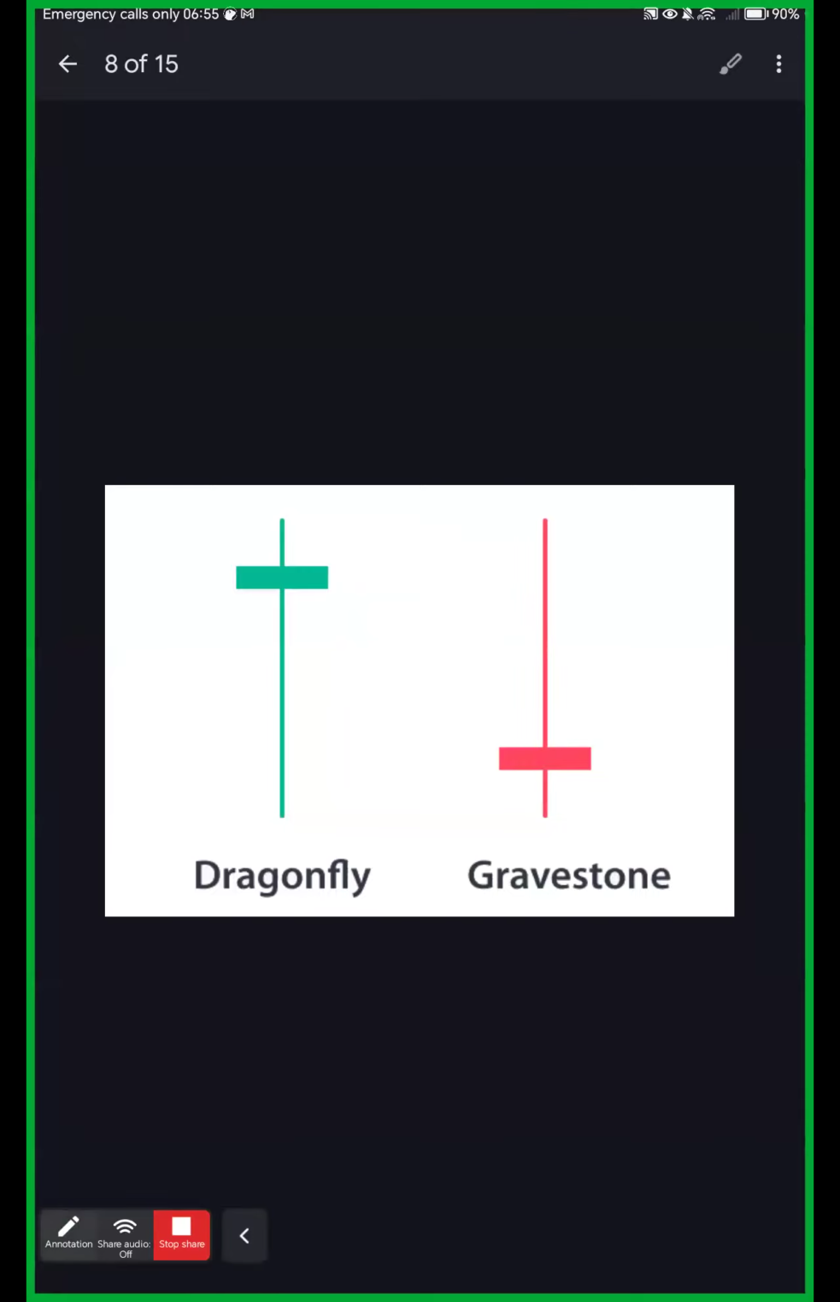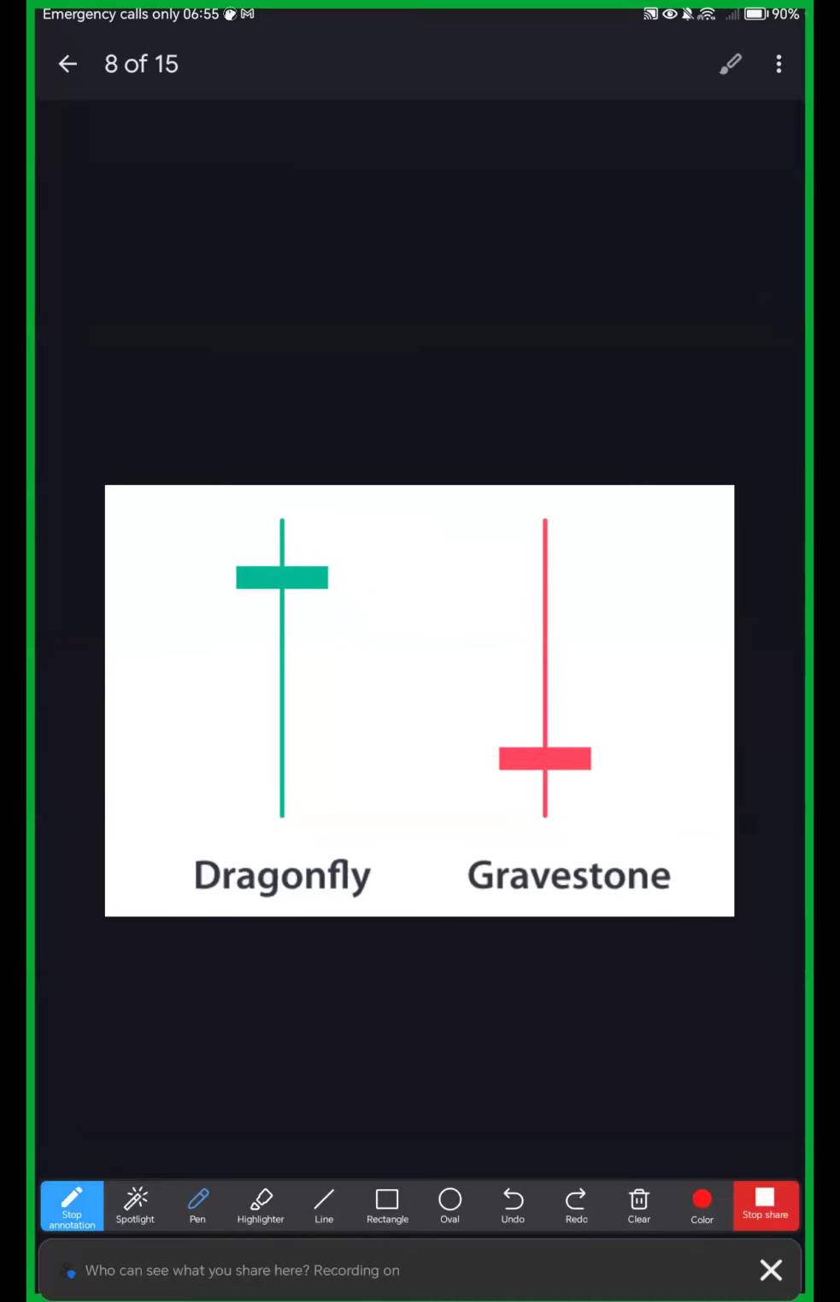The location of a Dragonfly Doji is at the bottom of a downtrend, while the location of a Gravestone is at the top of an uptrend. So it is somewhere here and somewhere here. These are the locations where you are able to locate these two types of dojis. But don't forget the characteristics as well as other significance of dojis. Remember, we also spoke that a doji can mean a continuation of a trend when you have found it in the midst of the trend.